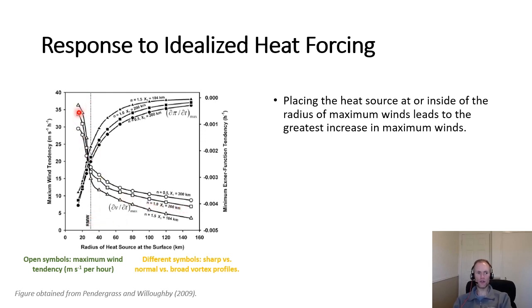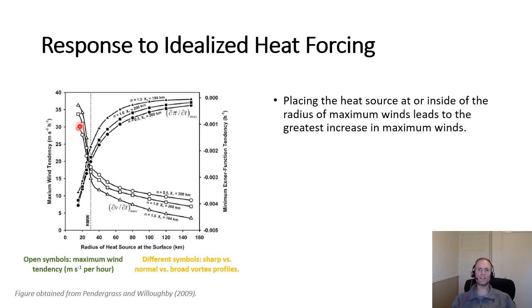It's these open circle, open square, open triangle lines that we are interested in. The differences between them are not particularly important. You're looking at different vortex shapes, different vortex structures, but they're all broadly similar to each other. For placing the heat source closer to the center of the storm, and in particular at and inside of the radius of maximum winds, you get the greatest positive response in the maximum sustained surface winds. You get a positive response no matter what radius at which you put it, but that radius of greatest response is inside the radius of maximum winds.